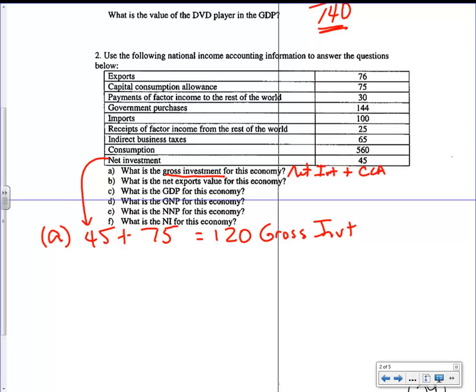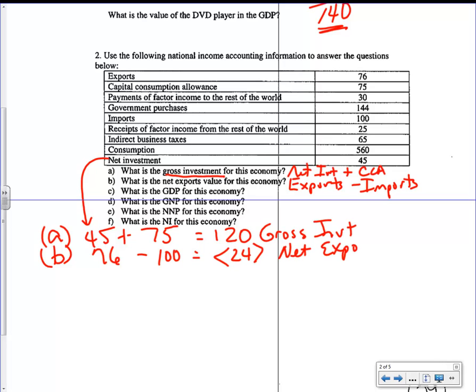Now, net exports is exports minus imports. So we go back up to the top. Exports are 76. Imports are 100. So we end up with a negative 24 as net exports.